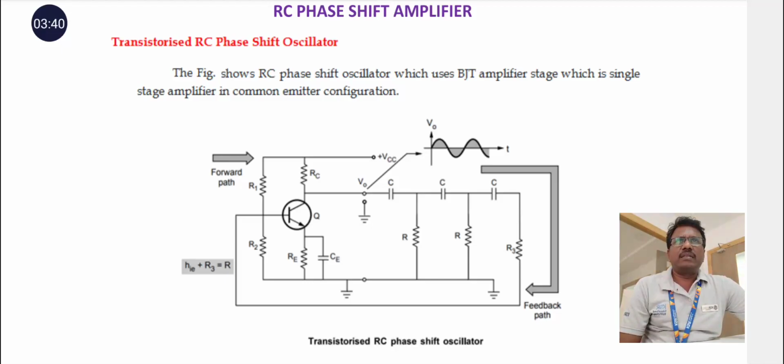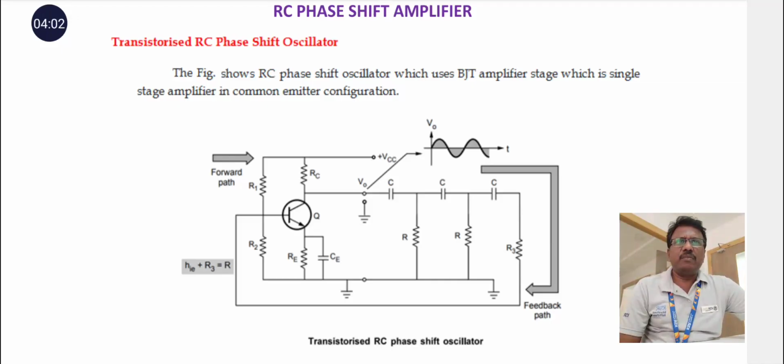So now let us calculate the total phase shift: from the amplifier 180 degrees, from the RC network 180 degrees. Therefore, the total phase shift is 360 degrees. 360 degrees means the feedback is in phase with the original input, thus positive feedback occurs.